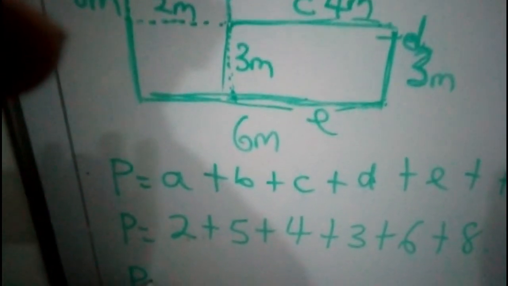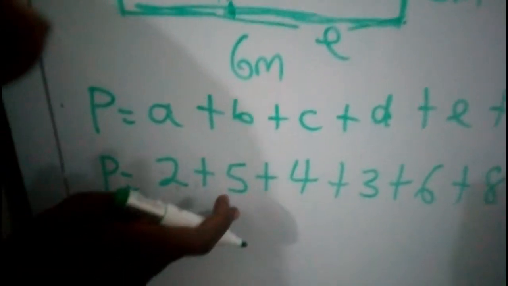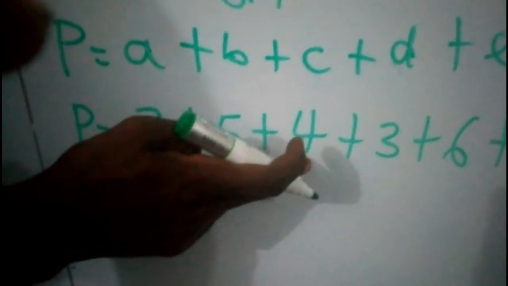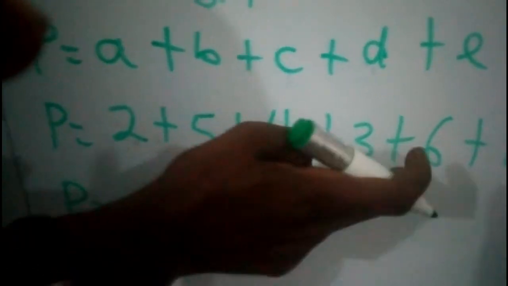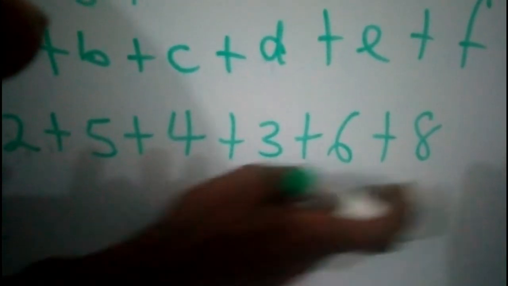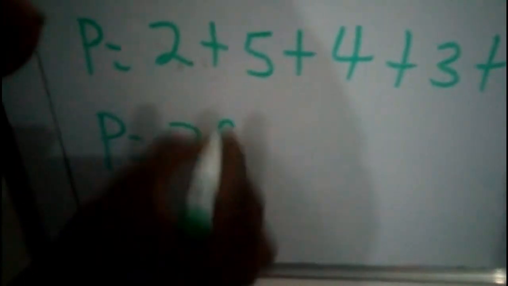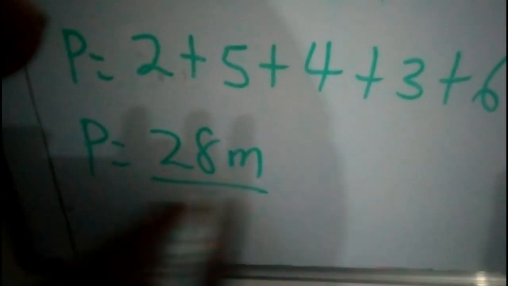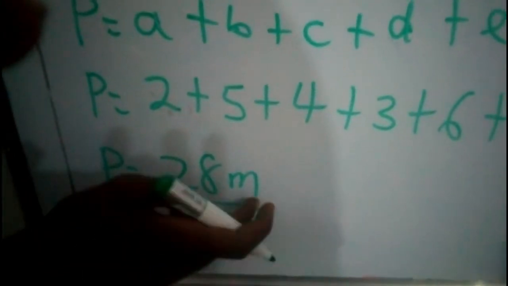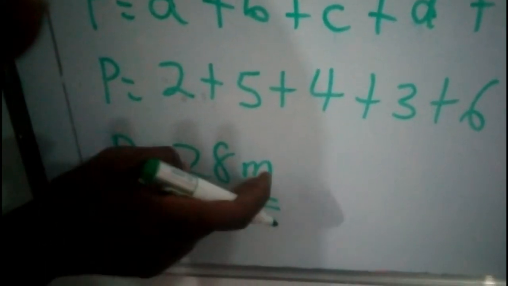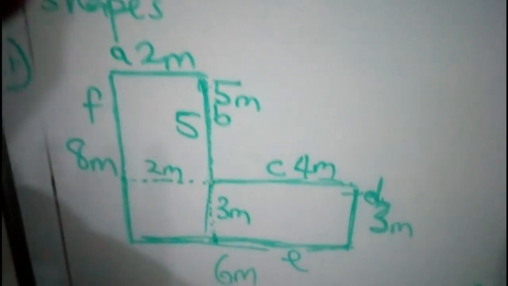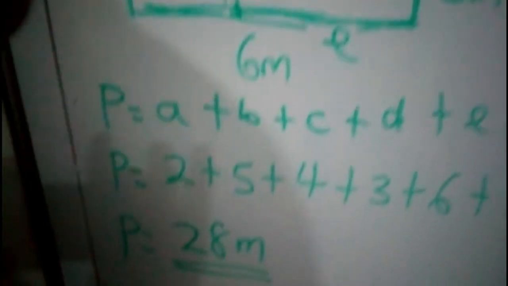So we are going to bring in our mental sum from here. 2 plus 5, 7, 7 plus 4, 11, 11 plus 3, 14, 14 plus 6, 20, 20 plus 8, 28. So our answer is 28 meters. Remember, this is perimeter, this is not area, so we don't square it. The reason why we are putting meter is because all the sides are given in meters. So the perimeter of this irregular shape is 28 meters.